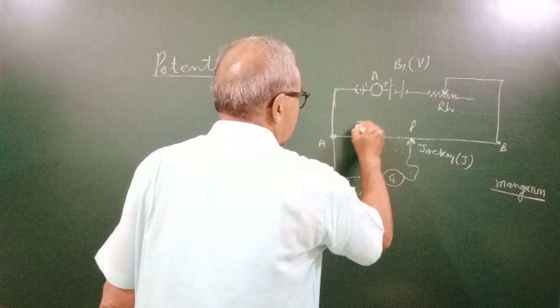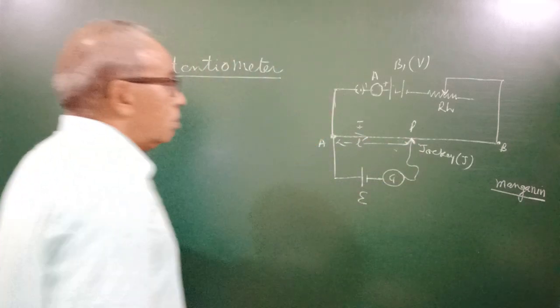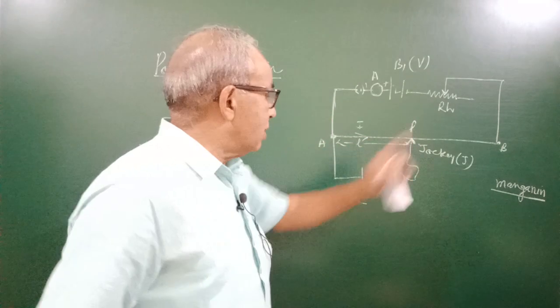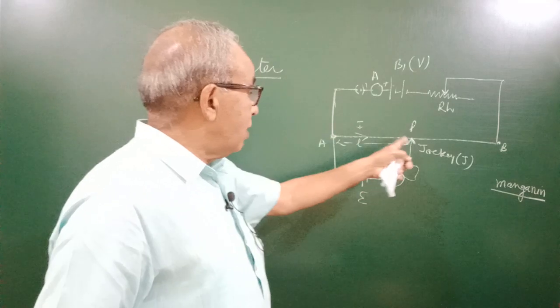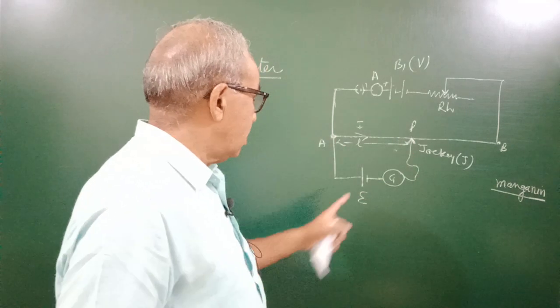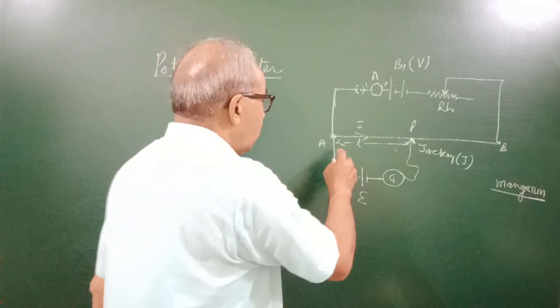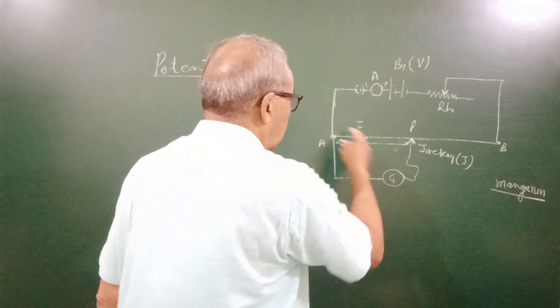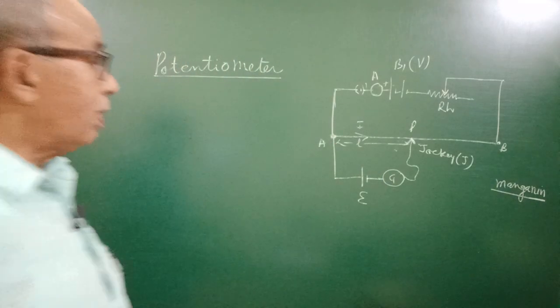Actually, some current I is there. If this length is L, then there will appear a potential difference. And if the potential difference between A and P is equal to the EMF of the cell, no current will be taken out of the cell. Have you got my point?